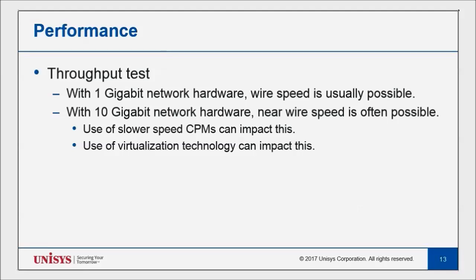Okay, we've done some testing just with test programs for throughput, and with 1 gigabit network hardware, it's usually possible to achieve wire speed. With 10 gigabit network hardware, you can often achieve very close to wire speed. But use of slower speed CPMs or use of virtualization technology can impact the ability to reach 10 gigabit network hardware speed.